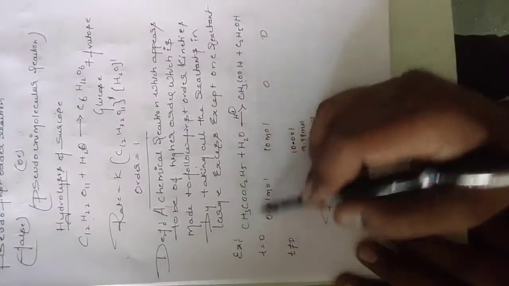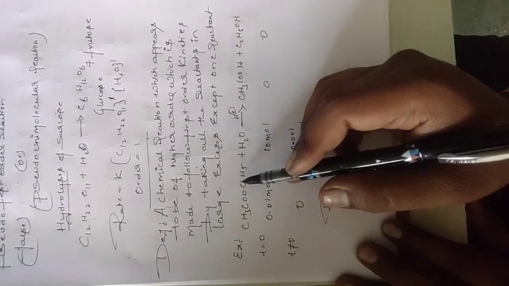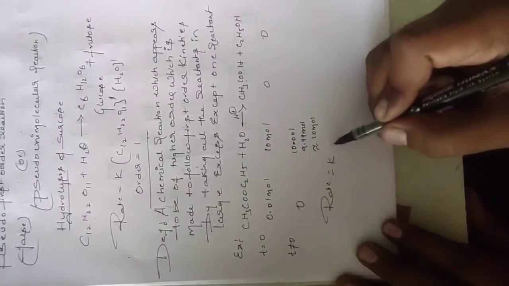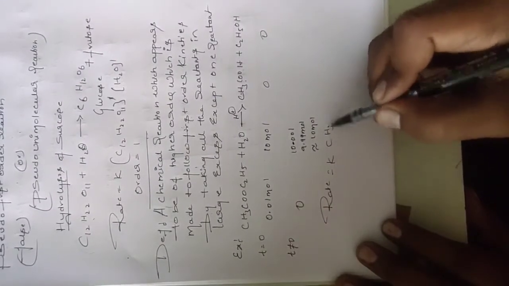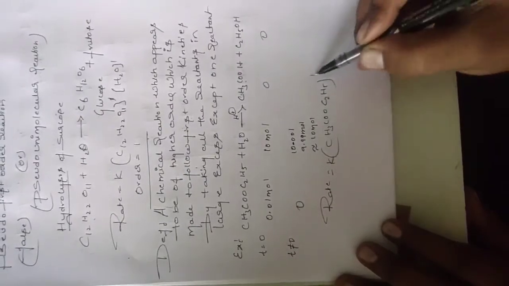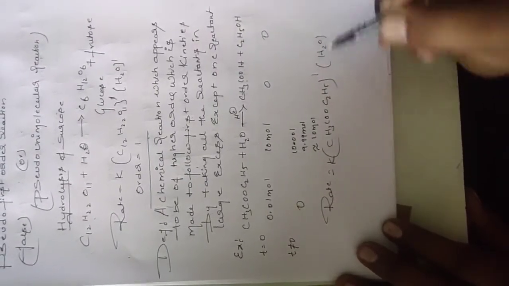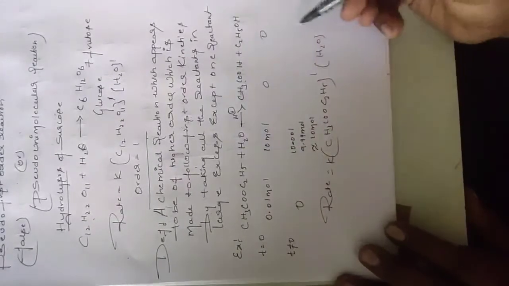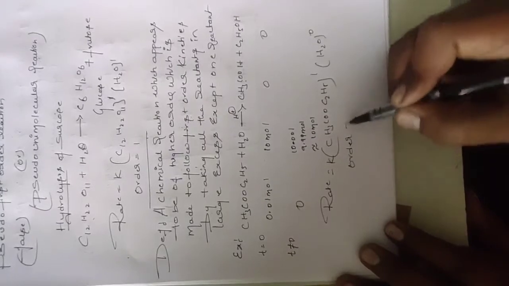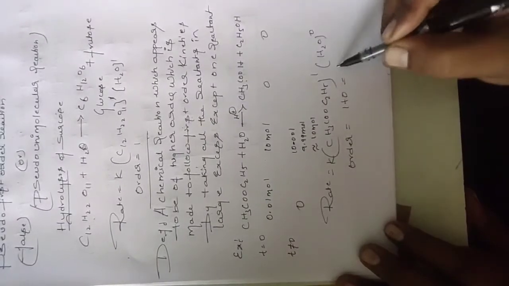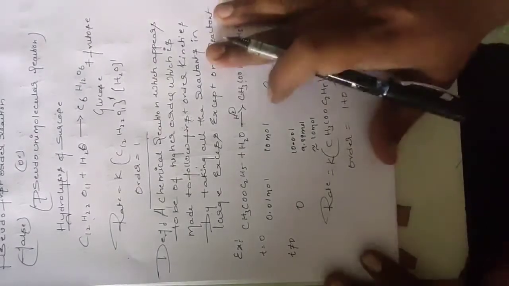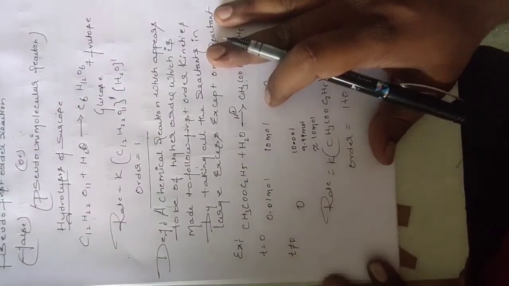Then the rate for ethyl acetate becomes K times CH3COOC2H5, order 1. For the water molecule it is in excess, but we will write the order as 0. Okay, the order 1 plus 0 is equal to 1. This explains the pseudo first order reaction.